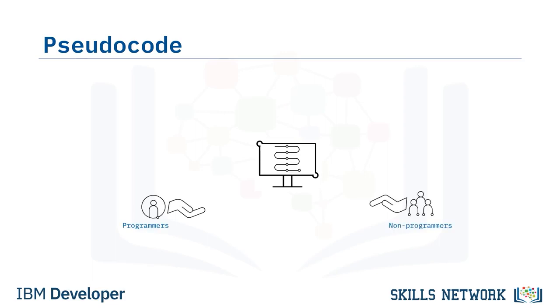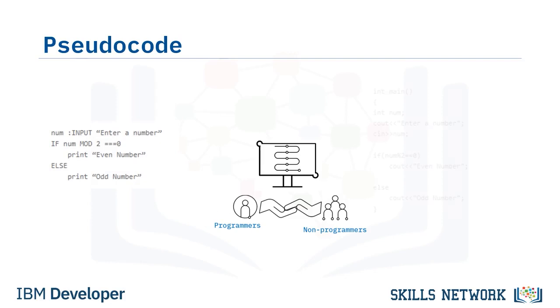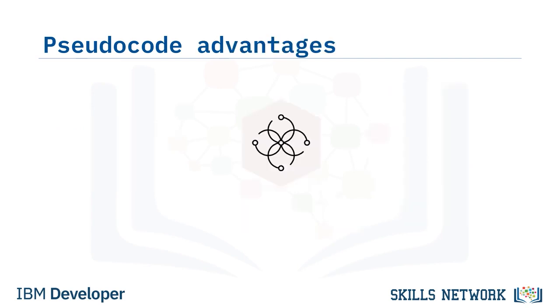Pseudocode helps both programmers and non-programmers agree about the program's goal and the basics of how the task should be done. Here's one example of pseudocode written to check if the user entered an odd or even number. The next example displays the pseudocode written in C++. There are many advantages of using pseudocode over flowcharts.